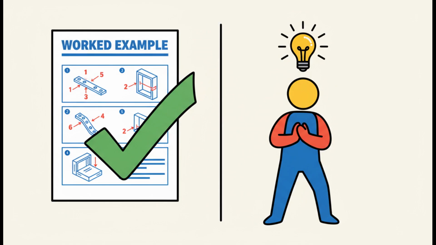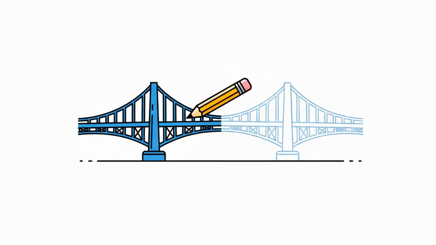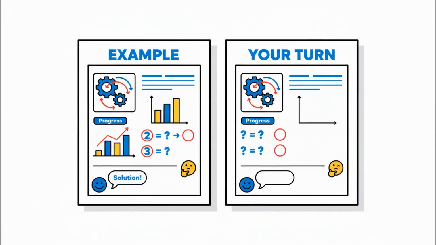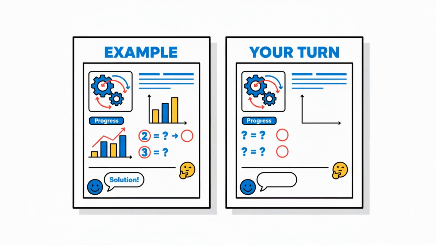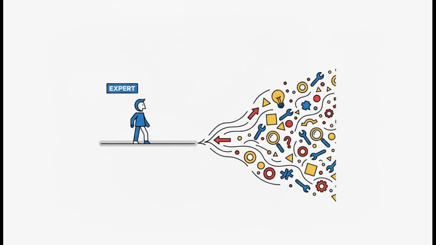Start new skills with fully worked examples. Narrate the why behind each step, not just the what. Move to completion problems. Provide the setup and the first steps. Ask learners to finish. Use example problem pairs. Study 1, then immediately try 1 with minimal changes. Fade support deliberately. For experts, switch to goal-free exploration or more open-ended tasks to avoid the expertise reversal trap.